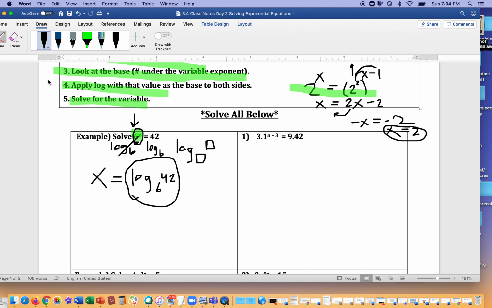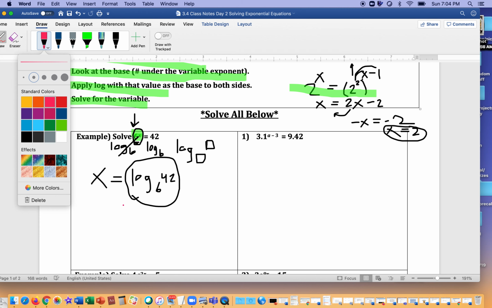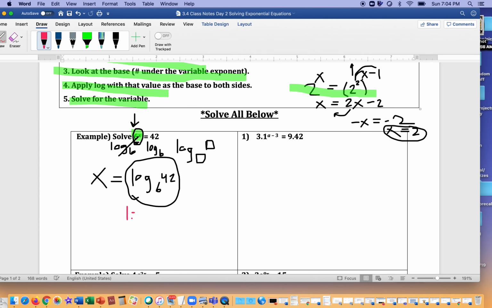So change of base means you do log in your calculator, no matter what calculator you have. You can do log of the quote-unquote "of", so log 42 divided by the log of the quote-unquote "base". Okay, so that's the change of base formula. Log 42 divided by log 6.